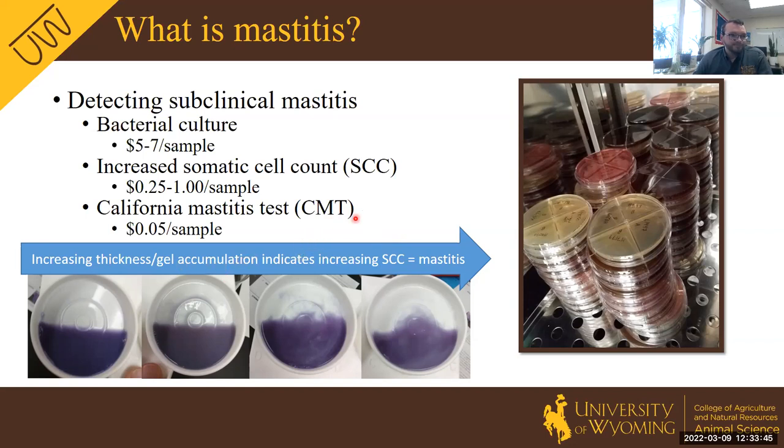So maybe in our flock or herd, as we handle these animals as a ewe or doe, lambs or kids, we bring them into the jug, maybe we do a quick CMT test. And if they're at this 2 or 3, maybe then we consider sending in a milk sample for bacterial culture to see what type of bacteria we're dealing with, or even an increased somatic cell count if we don't want to spend that extra money on bacterial culture.